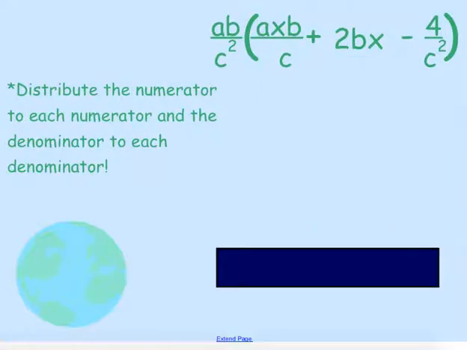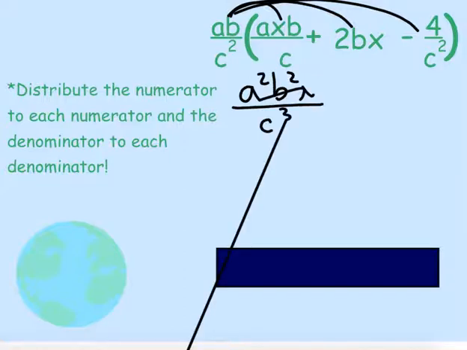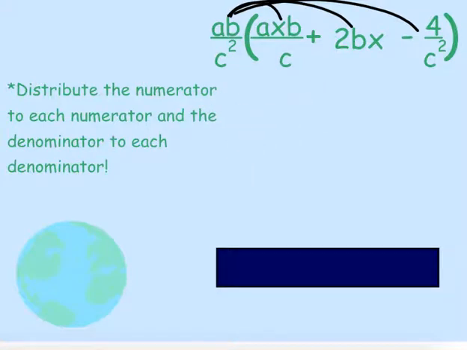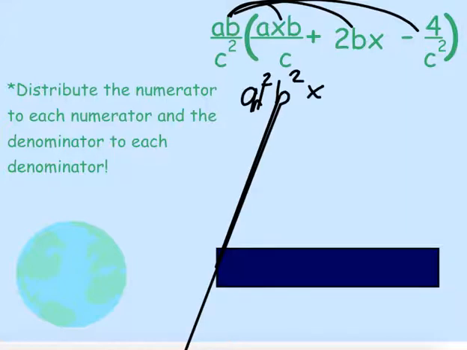Alright, let's try this one. We're going to multiply out. We're going to have 3 different terms in this one, and we're going to get a squared, b squared, x over c to the third. Oops, sorry about that. Let me just erase a little bit so it doesn't get too messy. Let's try that again. A squared. Wow, it really wants to go down there. That's okay. B squared x over c to the third. Well, we'll just have to roll with it.